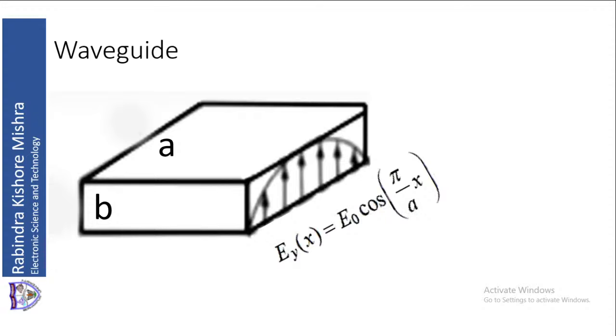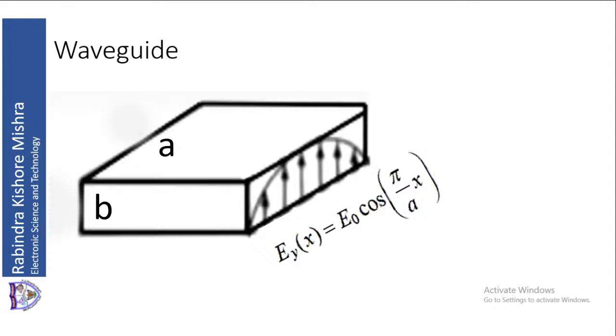So Ey(x) is equal to E0, where E0 represents the amplitude. There will be different values, all constants, so if you take all constants together, that gives you the constant E0. So it is E0, the amplitude, into cos(pi x by a), or cos(pi by a) into x. Now how do you justify this? You have studied it in the waveguide.